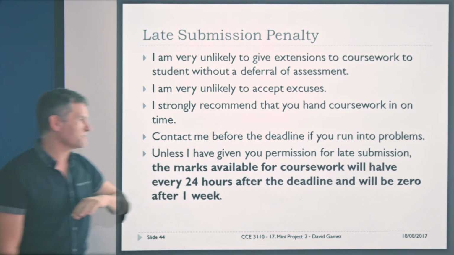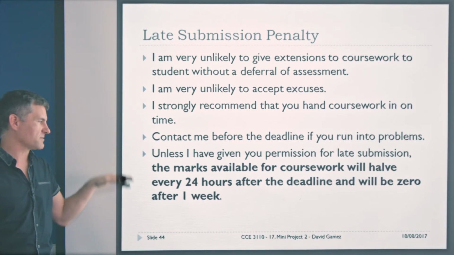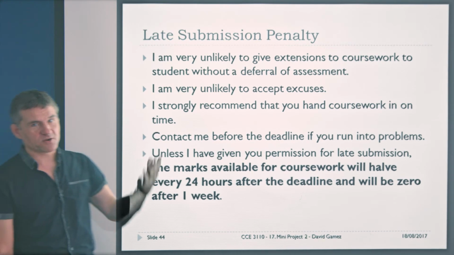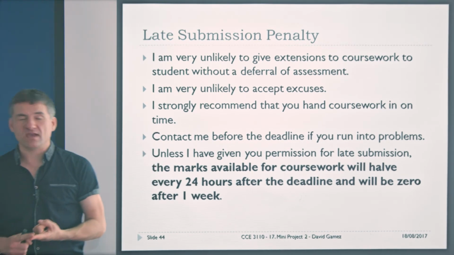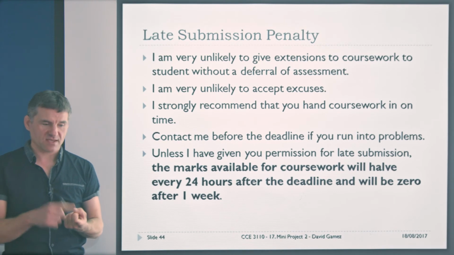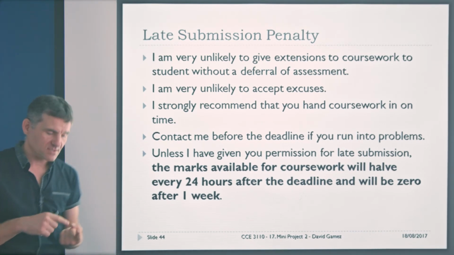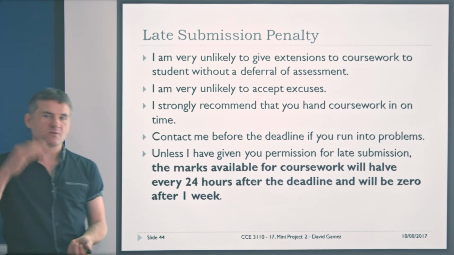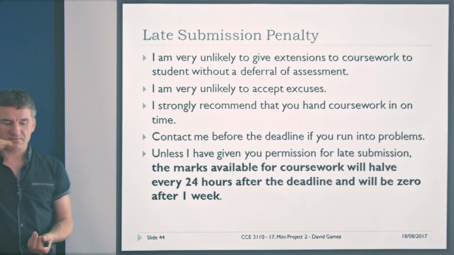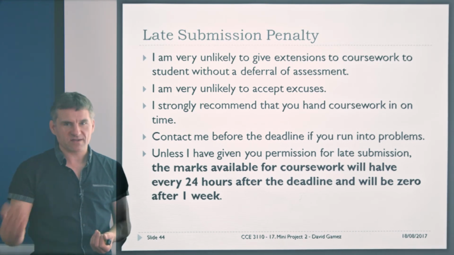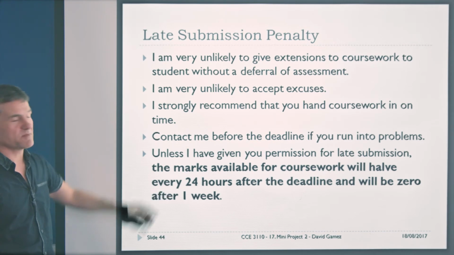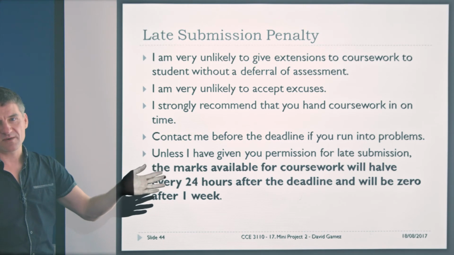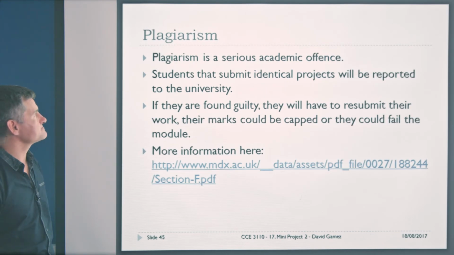So unless I've given you permission for late submission, the marks available for coursework will halve every 24 hours after the deadline and will be 0 after 1 week. At the time I'm recording this, the deadlines are at 5 p.m. on Fridays, at the end of the specified week. So at 5 p.m. on Saturday, 24 hours after the deadline, the mark available will halve, and I will enforce that. And then 24 hours after that, the mark available will halve and halve and halve, until after 1 week, there'll be 0 marks available. So if you're more than 24 hours late, you're going to lose half your marks, and so on and so forth, and that will be enforced.